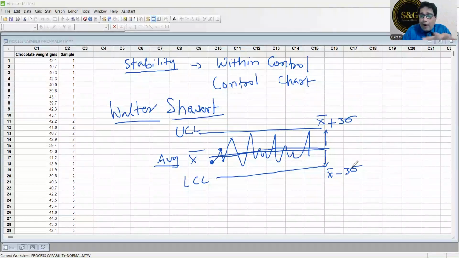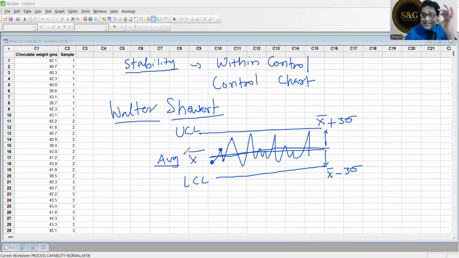Right now I'm just explaining basics, so let's not discuss n equal to 12 as of now. I'm just mixing things up. Let's consider sample size is 1, and all the samples are independent samples. Let's do the basics, the basic control chart, and then we will understand it.